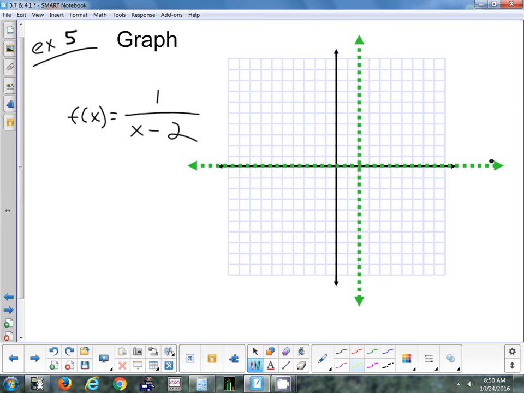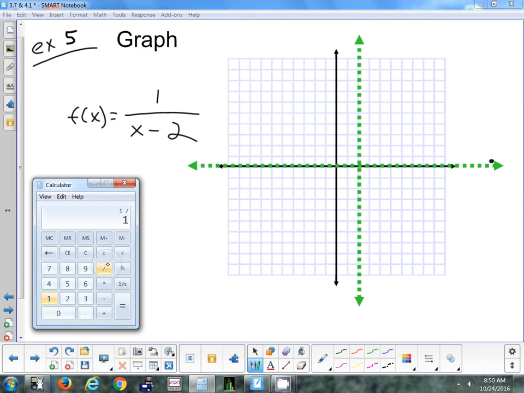Now try a value very close to 2, but this time on the left of it. Like 1.99. So in my head, if I do 1.99, take away 2, that's negative 0.01. If you take 1 divided by negative 0.01, it's way down.